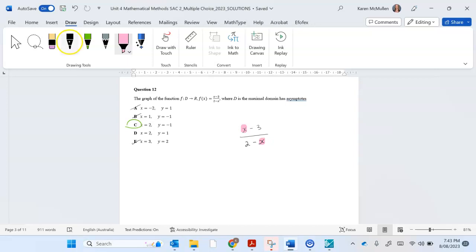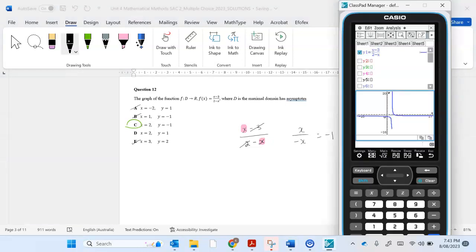So as x gets bigger and bigger, basically the -3 and the 2 become negligible. They're so small in comparison to the x. So x over -x is -1. On your graph, I've done this in class, but as x continues to approach infinity, it's going to keep getting closer and closer to -1.